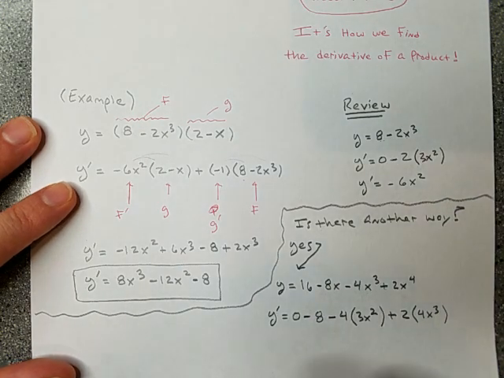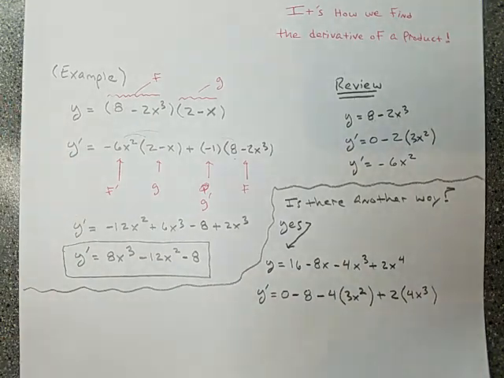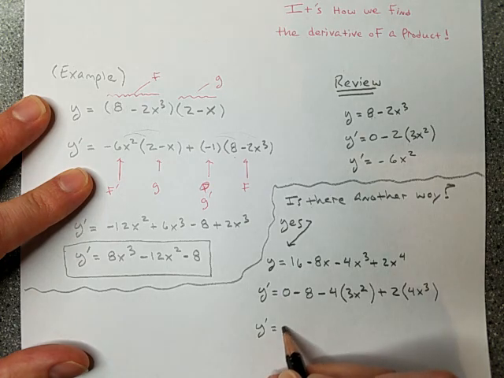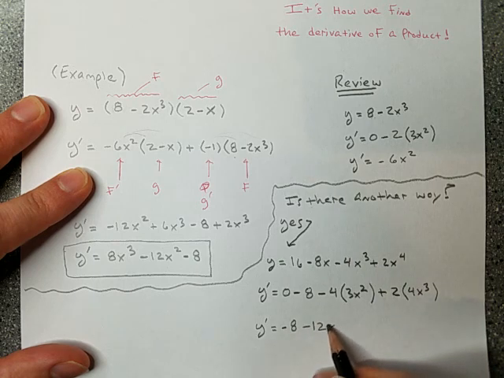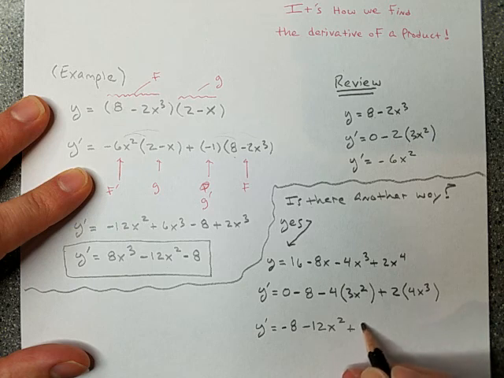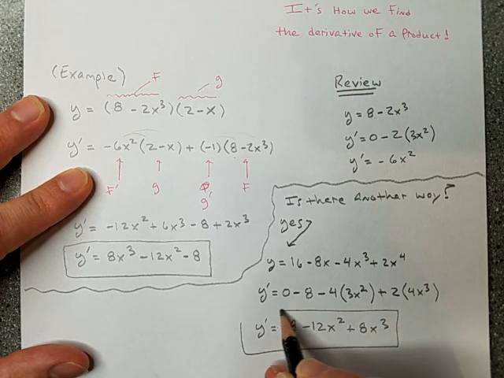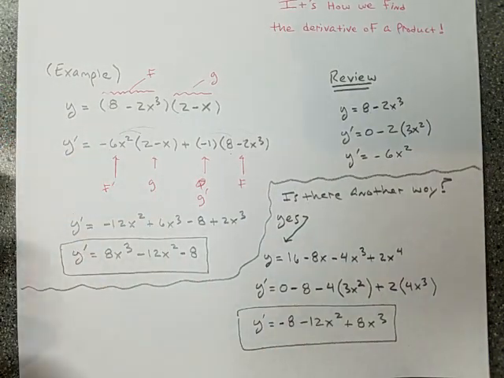And if I did this right, I should get the same answer. It's a math question. There's only one answer. So y prime is, let's see, negative 8 minus 12x squared plus 8x to the 3rd. Is that the same answer? Let's see, 8x third minus 12x squared. It's the same answer, all right?